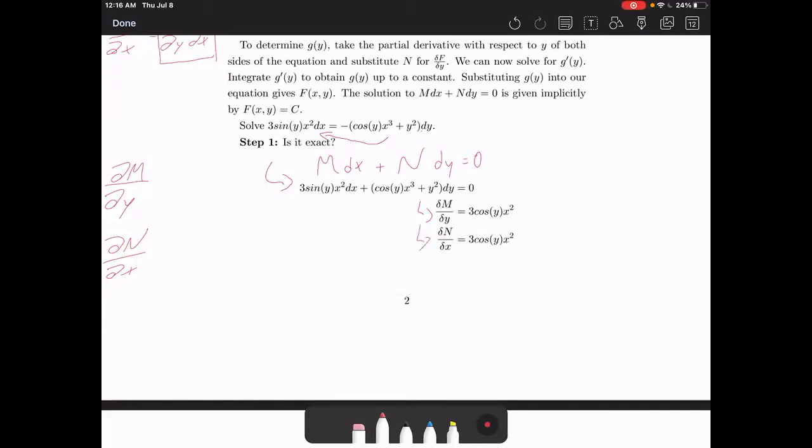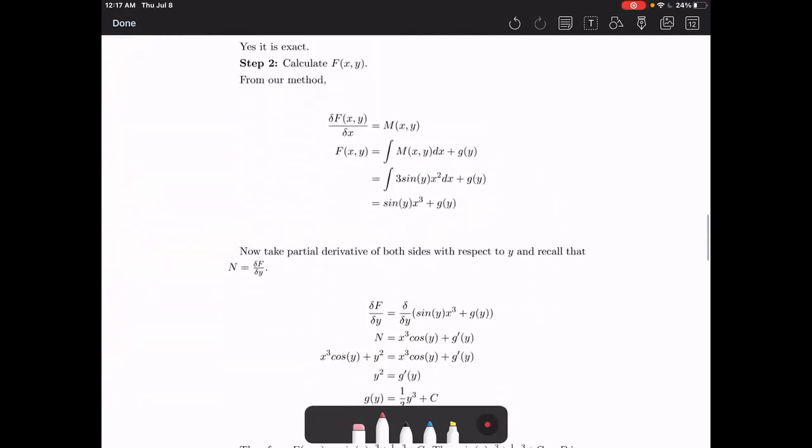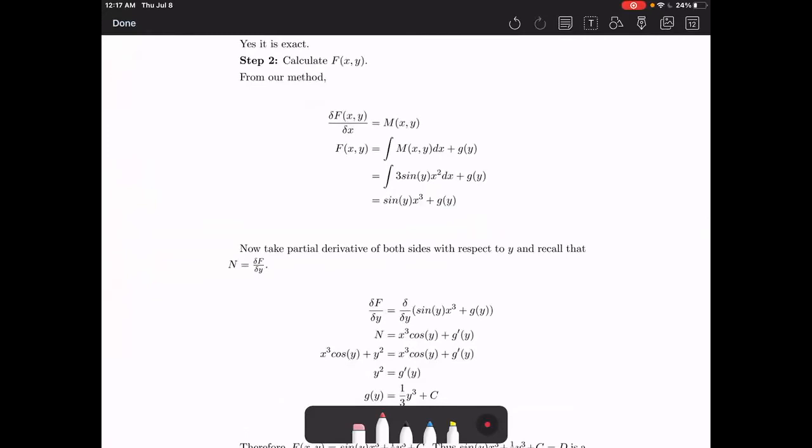Okay, we've already calculated this derivative of M and it worked out. Now let's calculate this derivative of N. Well, we're doing it with respect to x, so that y squared is actually just going to fall off. And the derivative of cos(y) x cubed with respect to x, well, that 3 is just going to come down front and reduce the exponent to a 2. So we get 3 cos(y) x squared. So these do, in fact, end up being equal, which is perfect. So we can say that it is exact. So if it is exact, that means that we have enough information to calculate f.